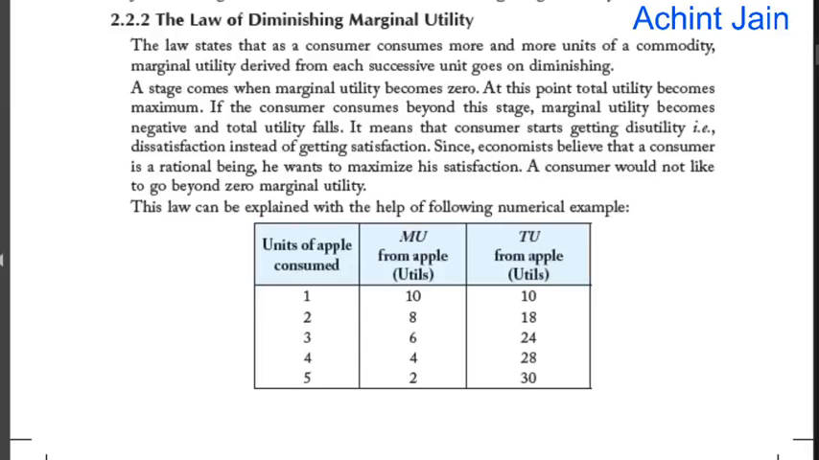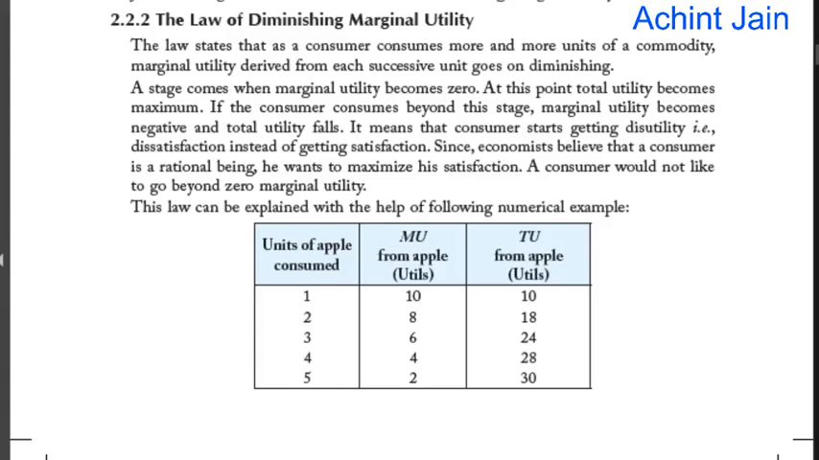Hi guys, today we will discuss the law of diminishing marginal utility. It is the fundamental law of utility. This law states that as more and more standard units of a commodity are continuously consumed, the marginal utility obtained from its successive unit goes on diminishing. From its successive unit means you should increase your successive unit in a similar order.